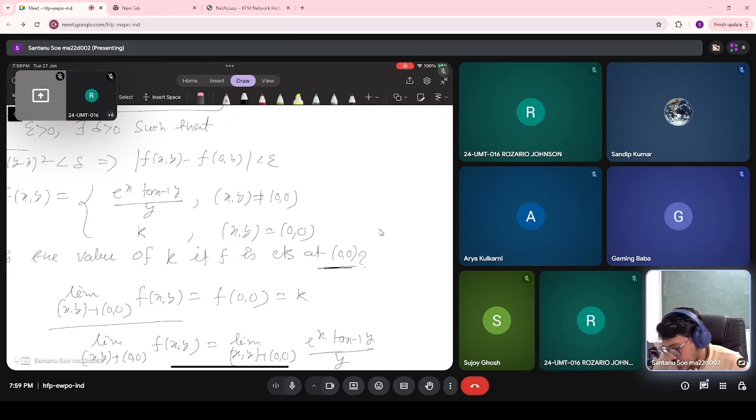Yeah, so basically they have given you a function. At the point 0 comma 0, they have given an arbitrary value which is k, which you don't know. Now they are asking if the function becomes continuous at 0 comma 0, then what will be the value of k?